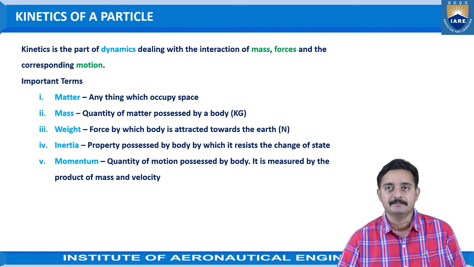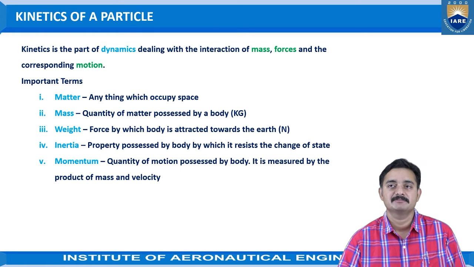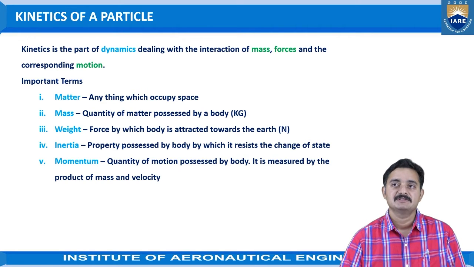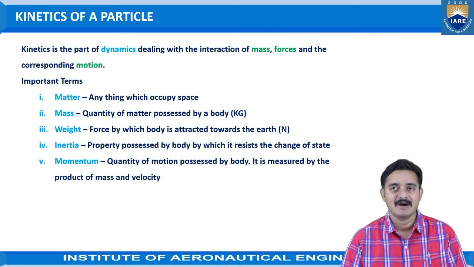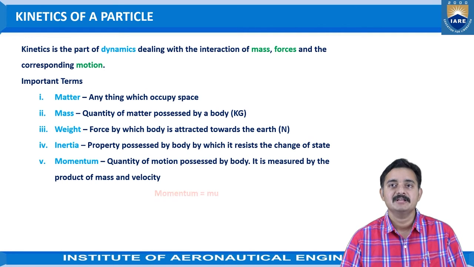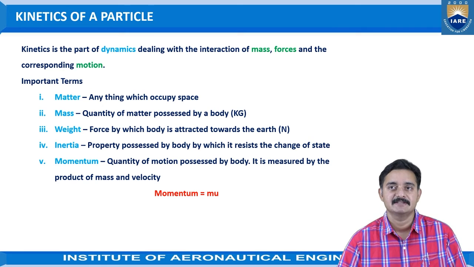Then momentum. The quantity of motion possessed by a body is termed as the momentum. It is measured by the product of mass and velocity. So momentum can be given as mass into velocity, where m is the mass and u is the velocity, initial velocity we can treat it as. So the momentum is defined as the product of mass and velocity.